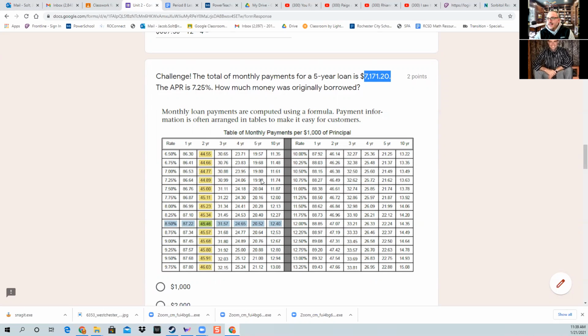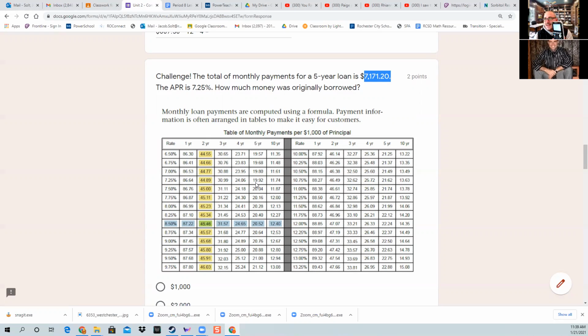So I'll take my, let's see. I'm feeling a handicap not having my calculator on the screen like usual to show you. I'm taking the $7,171.20, and then I'm going to divide that by this monthly payment for $1,000 here, $19.92. All right, that gave me 360.